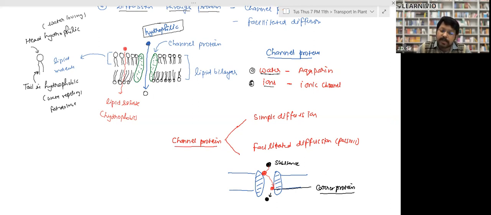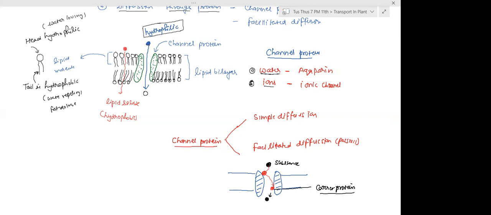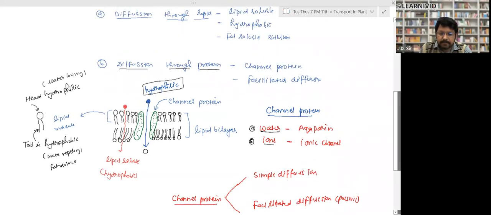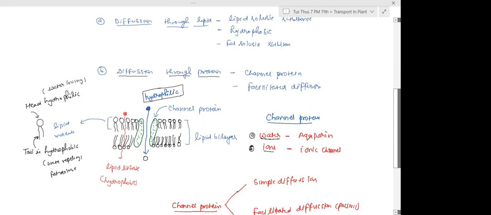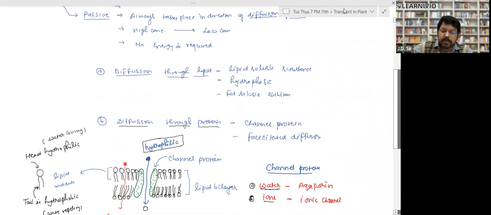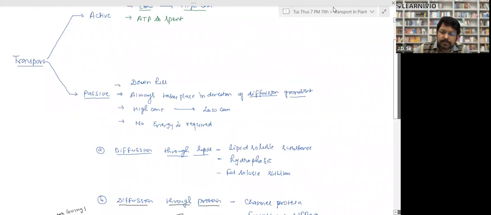In facilitated diffusion, carrier protein is required, and in simple diffusion, carrier protein is not required. Tell me, is it clear or not? Yes, sir. Safla, clear? Yes, sir, clear. Shahid, all clear? Because this is the basic, the main concept of this chapter. Very good. Feel free to ask me wherever you have any doubts.